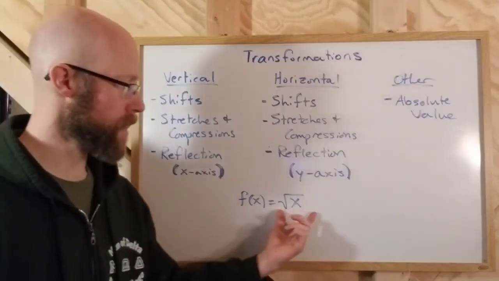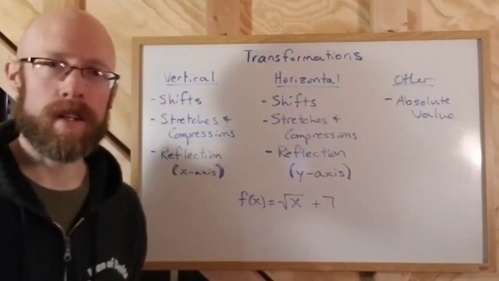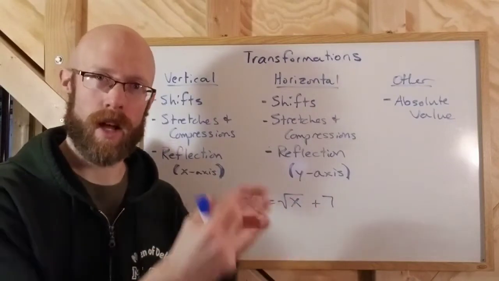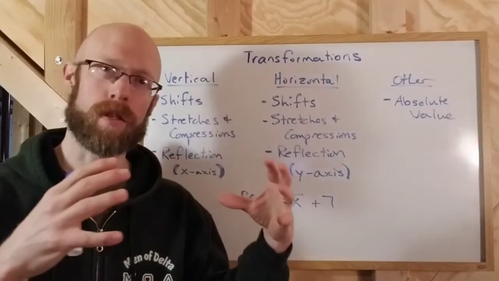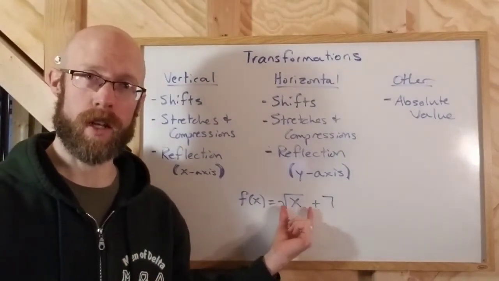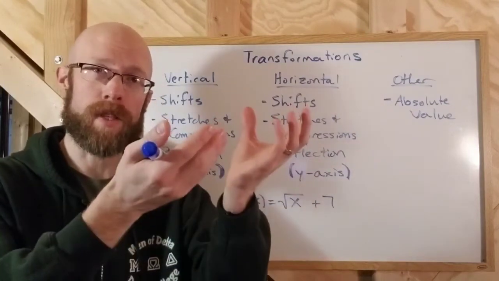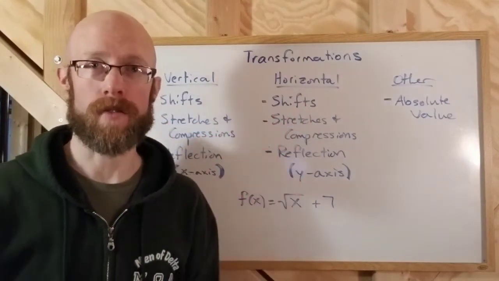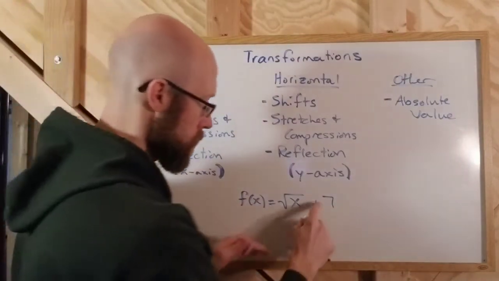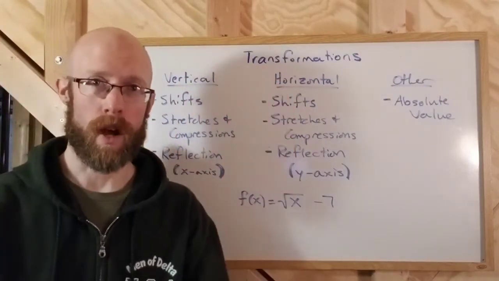Okay, so if I added, let's say I added a 7 to that function, okay, on the outside of the function. So you're not doing anything inside by the x, you're doing something on the outside. Then what you're doing is you're taking the output of the original function and adding 7 to every output. So that moves every point up 7 units and essentially shifts the entire graph 7 units high. If I were to subtract 7 instead of add 7, well, then you just lower the graph 7 units.